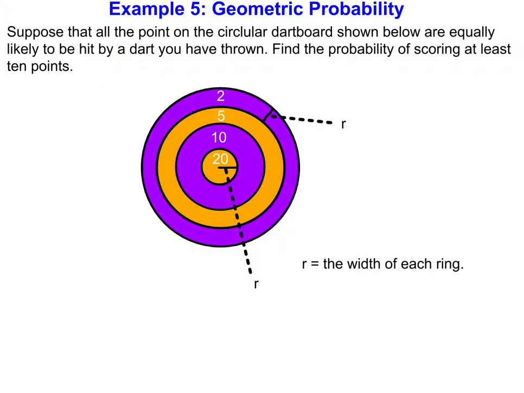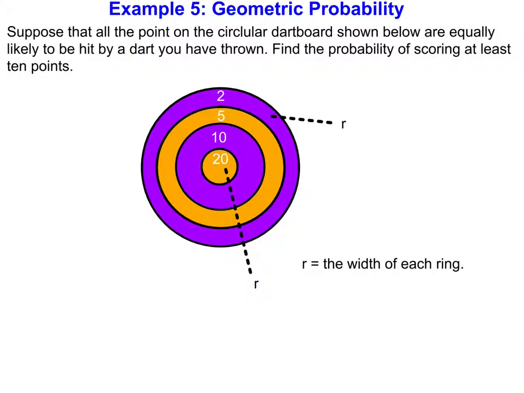Okay, now we're going to talk about geometric probability, and we're going to play around with this quite a bit in class, but I'll do one example of this here. We have a dartboard. We're going to say each of these rings are the exact same width apart. I didn't do that well in my picture. I mean, this is obviously longer than that, but I was attempting to do that correctly. So each of these has the same radius, the same width, r, of each ring. We want to find the probability of scoring at least 10 points.